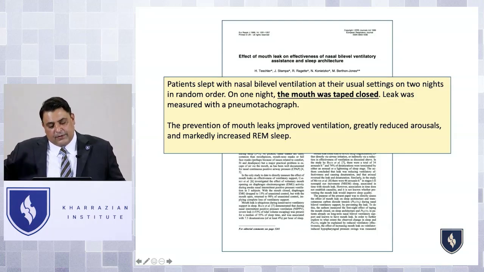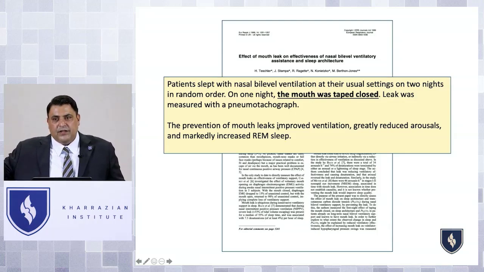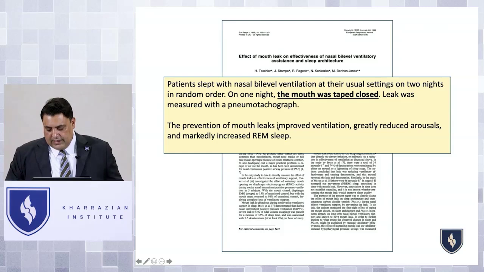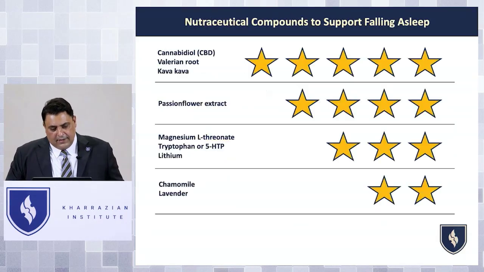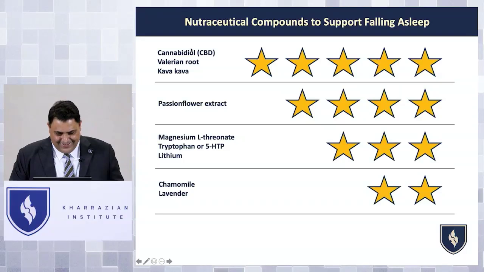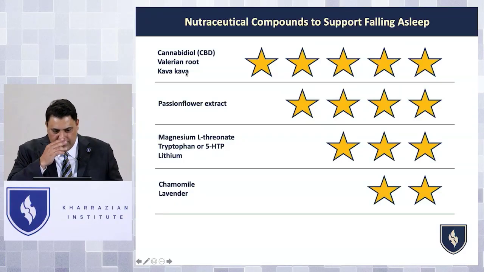And getting into deep REM sleep is where you start to get mitochondrial biogenesis and fusion and fission and so forth. And then if you need nutraceuticals to help with sleep, CBD, phenomenal. Kava, these are all compounds that have very powerful GABAergic activity. They can help a person fall asleep.